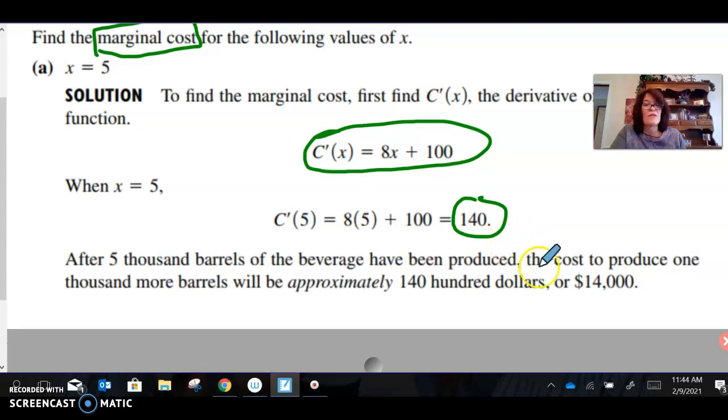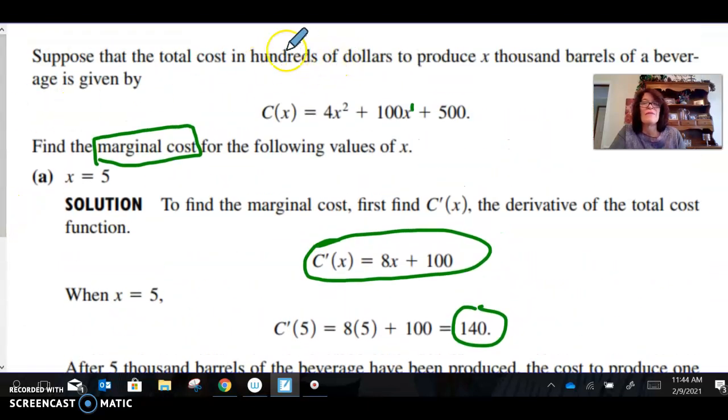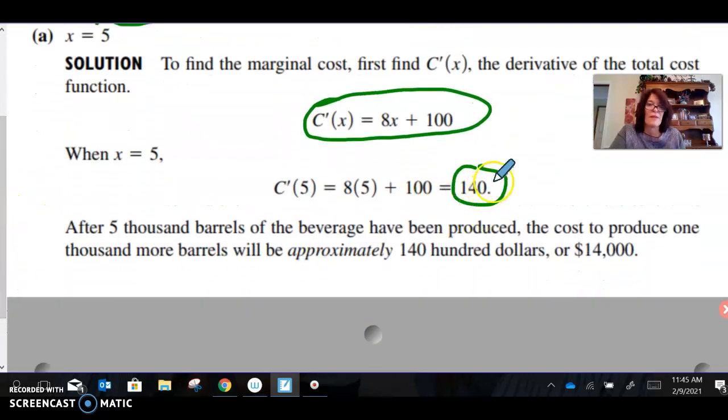$140, $100, which we would call $14,000. Okay, the reason, remember, it's the total cost in hundreds of dollars. So whatever answer we get is in hundreds of dollars. If I got 7, the answer would be $700. We got 140, so it's $140, which add 2 zeros there, okay?